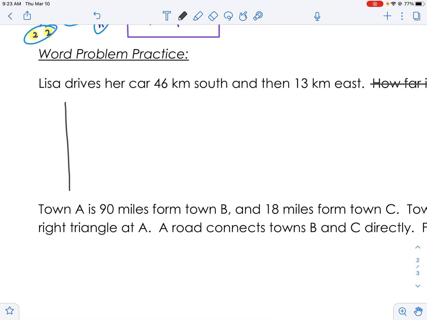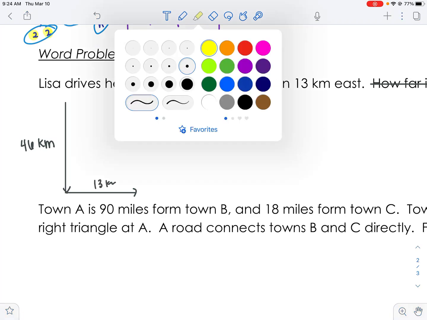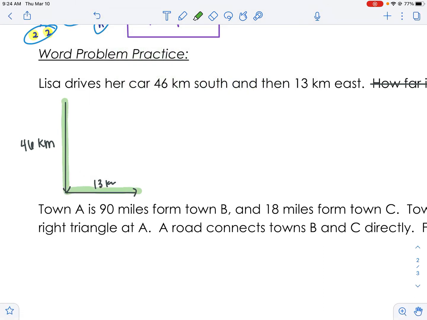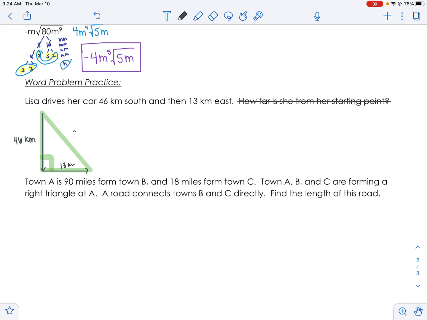Well, if Lisa drives her car 46 kilometers south, that would be down. Maybe you remember never eat soggy waffles, so that would be 46 kilometers south, that's down. And then she goes 13 kilometers east. So if you remember, like, never eat soggy waffles, east is to the right. So now she goes 46 kilometers south, down, and then she goes 13 kilometers east. That's to the right. What shape are we making here? We're making a right triangle. That's because most of this unit is going to be all about right triangles. So how far is she from the starting point? There's your X.